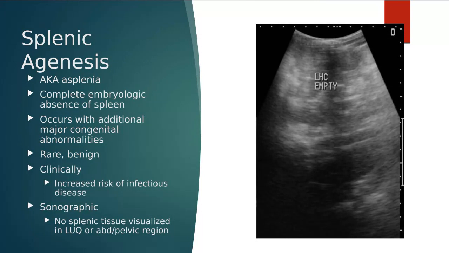So we're going to be at a higher risk of contracting and having worse symptoms from an infectious disease. On ultrasound, we are not going to be able to evaluate any splenic tissue. So this is where we want to make sure that we're not just saying that there is splenic agenesis in a patient when really they have a wandering spleen that's located in the pelvis, right? So we really want to make sure that we're evaluating every compartment of that patient's abdomen and pelvis to find anything that can resemble splenic tissue.